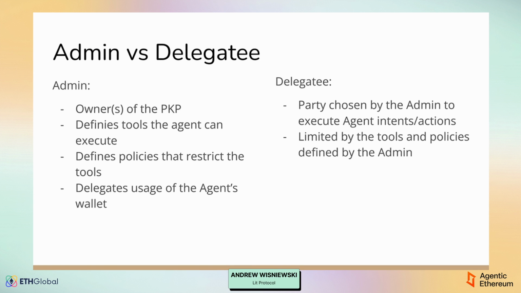Delegatees can be thought of as the developers responsible for executing the agent's intent. The execution scope is limited by the tools and policies defined by the admin, and they must be specifically chosen by the admin to execute the agent's intent. If you are a developer yourself and you are building with an agent framework like ELIZA, in this case you would be the admin and your delegatee would be the LLM that ELIZA is using.